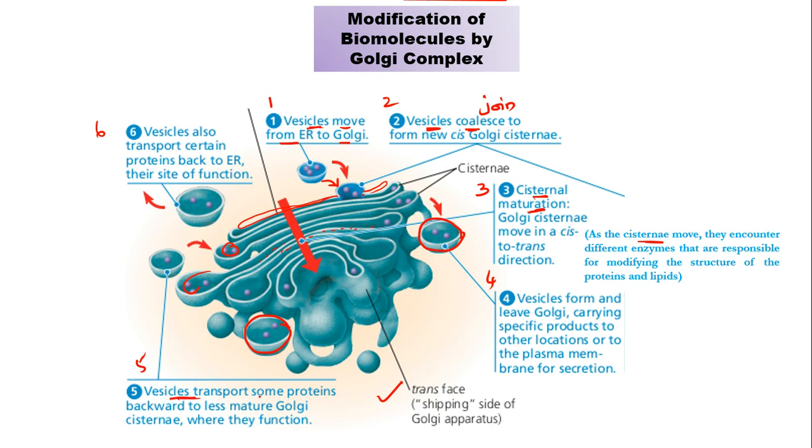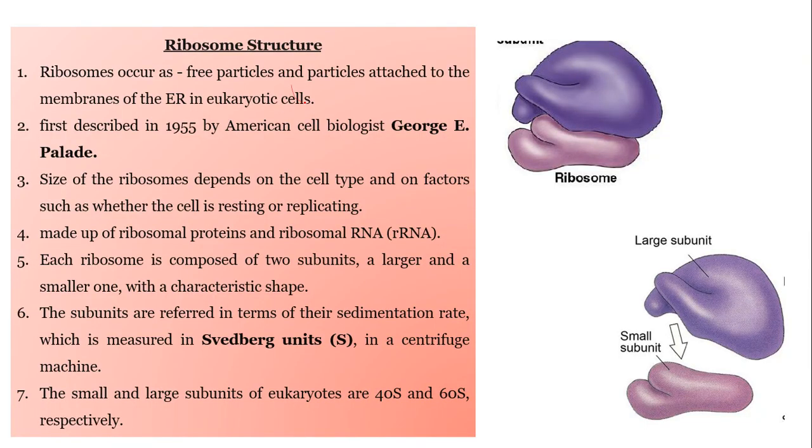And in the fifth step, vesicles will transport some of the proteins to the Golgi itself, because they are needed by the Golgi also, or some of them are transported to the endoplasmic reticulum for transport back to several other organelles. This is the modification of biomolecules which is taking place in the Golgi complex. And then the next important cell organelle. So till now we have seen endoplasmic reticulum, we have seen the Golgi complex.